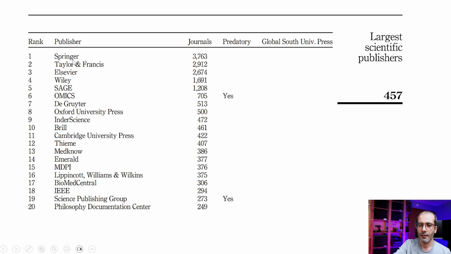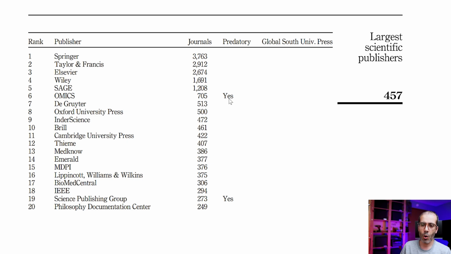And you can see Springer, for instance, has more than 3,000 journals, and then some of these, for instance, OMICS, I've never heard of that. Here it says for predatory, it says yes. So what does it mean? It means this publisher has some journals that are predatory, meaning they take your money, they publish your paper, but they are not a valid website or a valid journal.